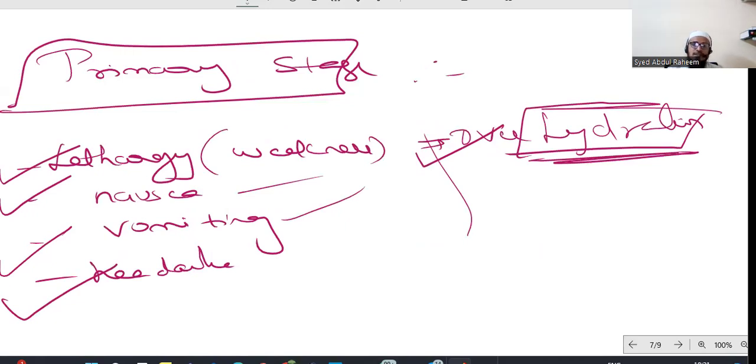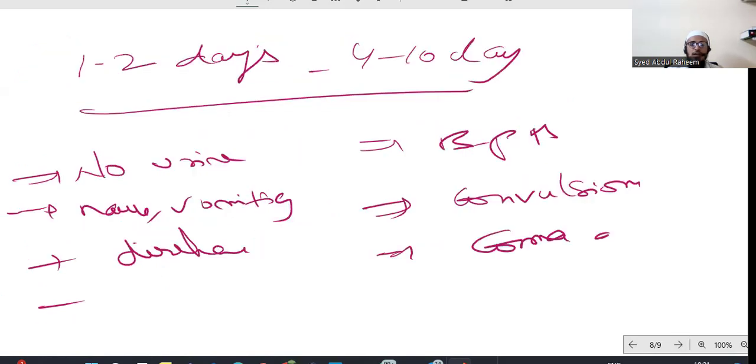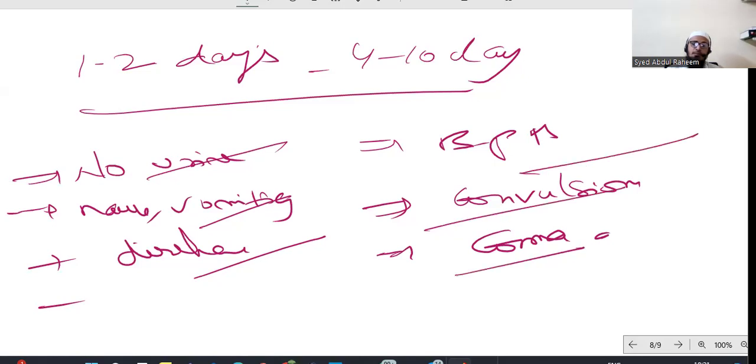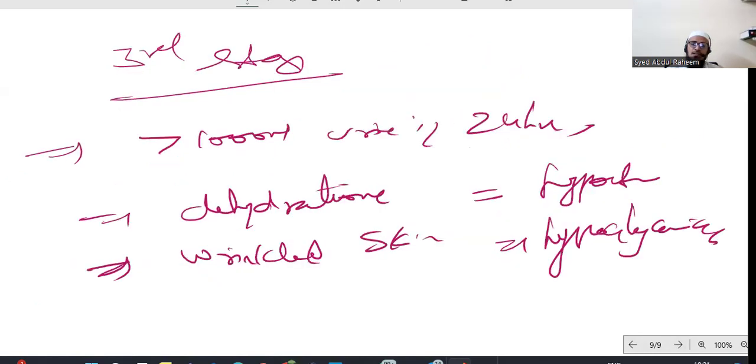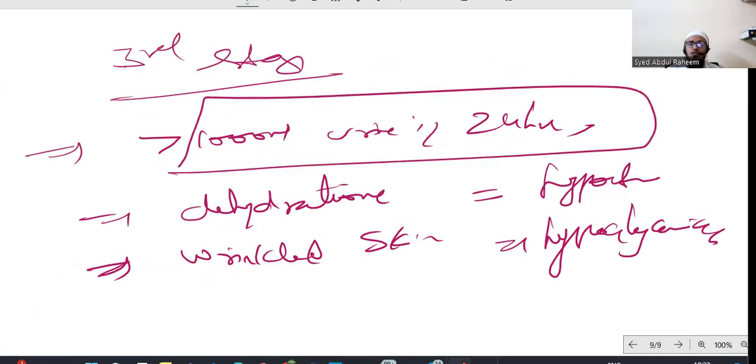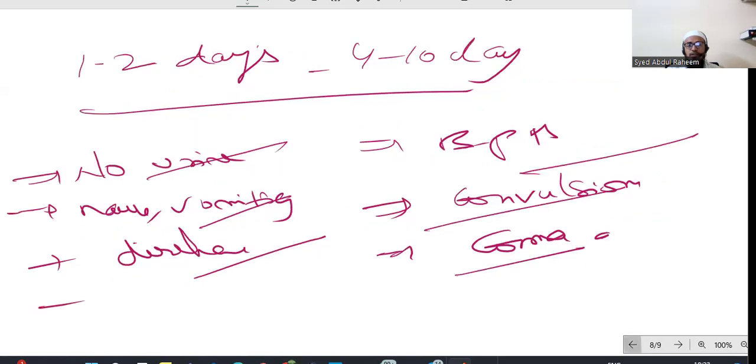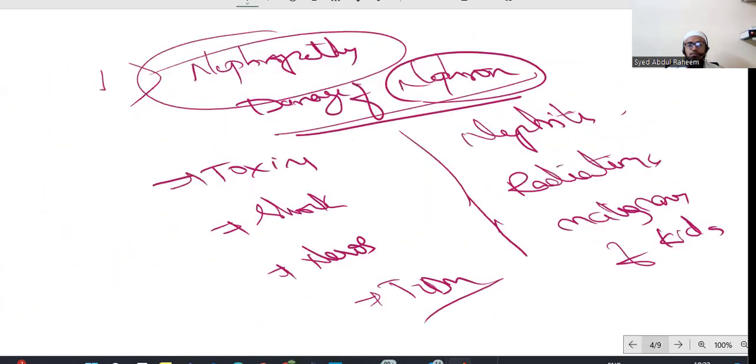Primary stage, you have lethargy, nausea, vomiting, headache, and overhydration. And second, in 1 to 2 days, sometimes no urine, vomiting, diarrhea, BP increase, convulsion, coma. And in the other stages, we have a third type also. We have decreased urine, 1000 ml, dehydration, wrinkled skin, hypotension, hypoglycemia. So these are the things you have to remember. So again, I will repeat all this. What are those?